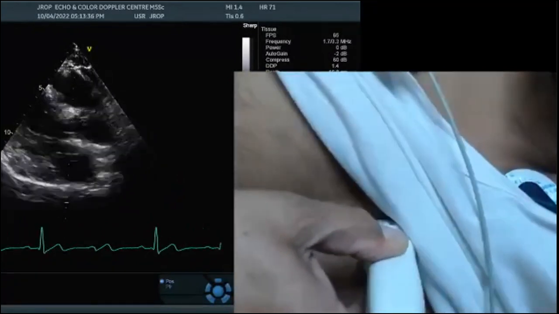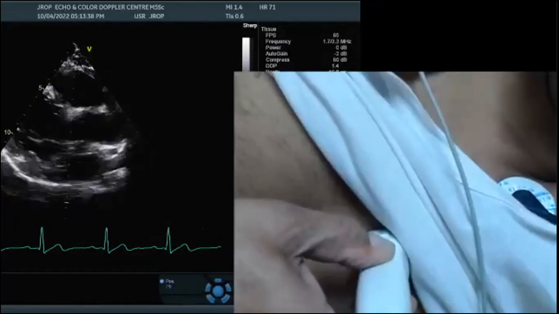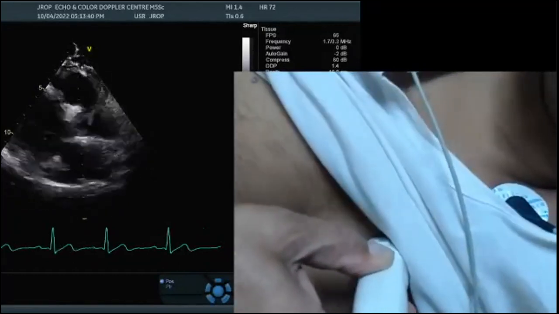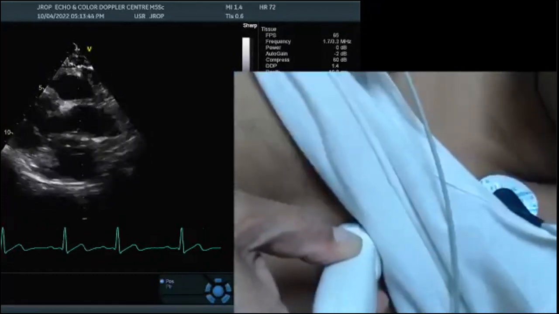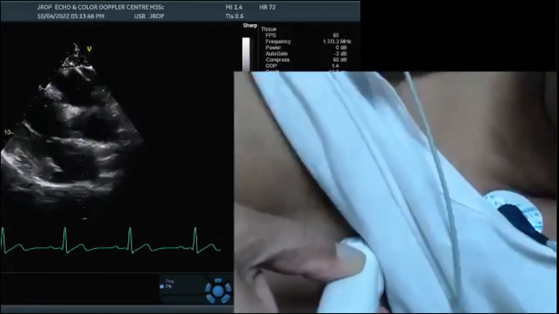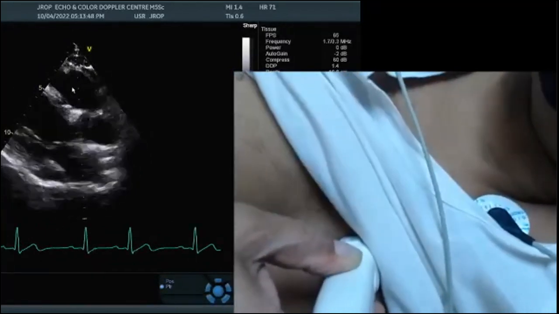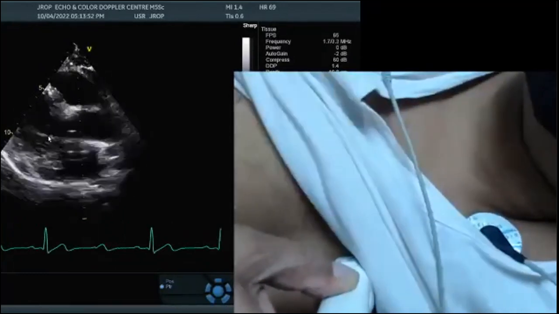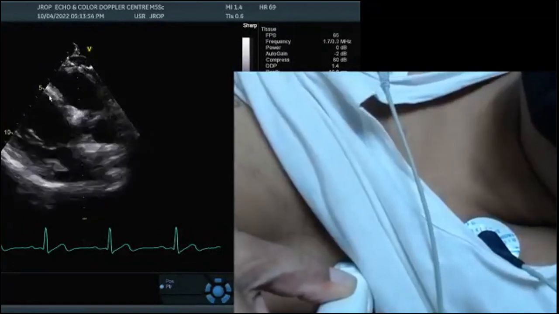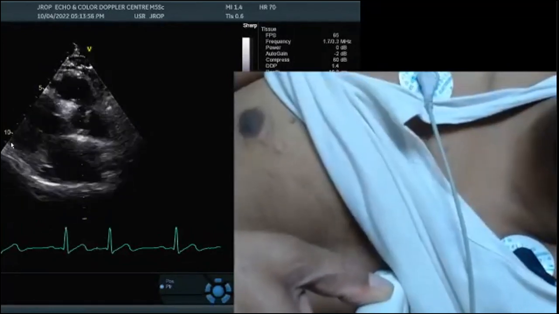In this screen image, this is what is called the parasternal window. In this window, what we see is RA or RV on top, aorta, then LA, LV, and then the interventricular septum and the posterior wall.